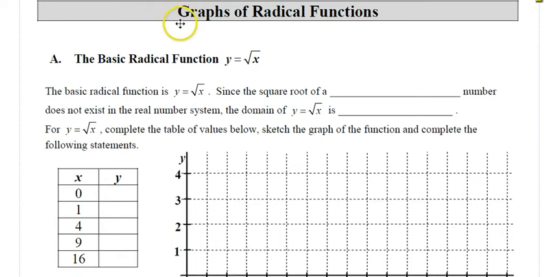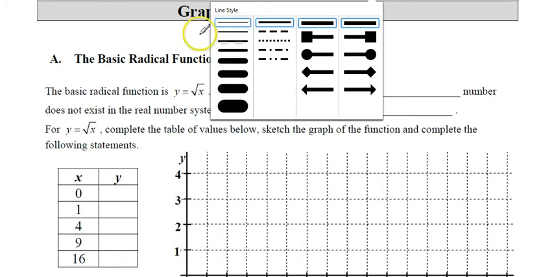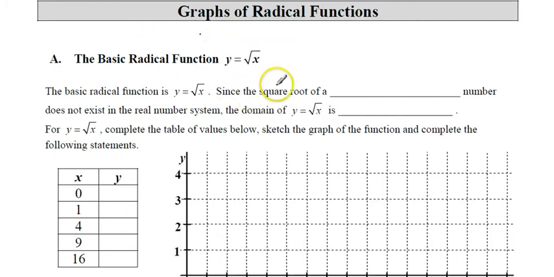Graphs of radical functions. Let's start with the basic radical function, which is y equals square root x. The square root of a negative number does not exist in the real number system. The domain of y equals root x, let's be formal, is the set of all x such that x is greater than or equal to 0.